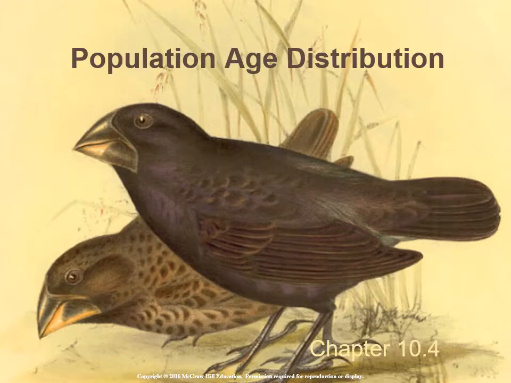We're going to be talking about the age distribution of populations. This is from Chapter 10 in Ecology, Concepts and Applications, 8th edition, which is Manuel Molles and Anna Sher's book that was published by McGraw-Hill in 2019. Look, those are some cute Galapagos finches that Darwin saw.